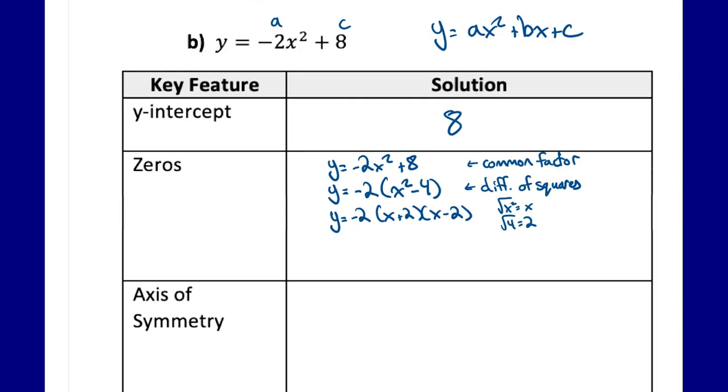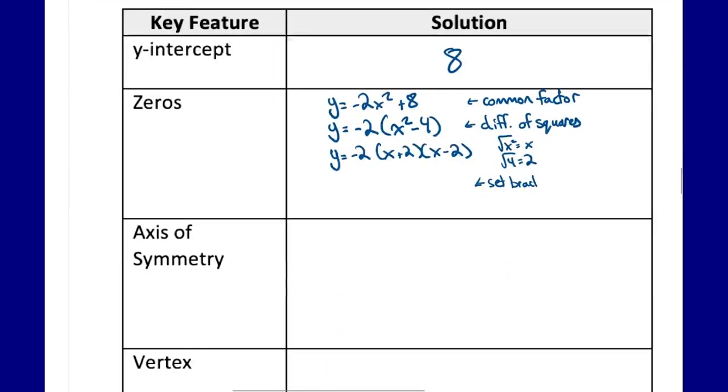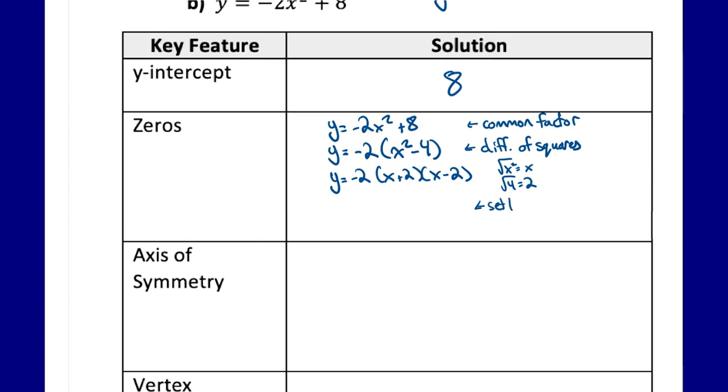So now I've factored. Now what I can do is set the factors equal to 0. So x plus 2 equals 0, x minus 2 equals 0. And now I can solve. X equals negative 2, x equals positive 2. So those are our two x-intercepts.